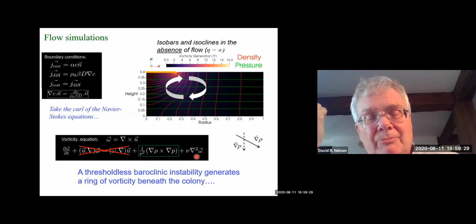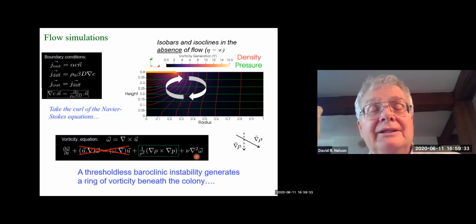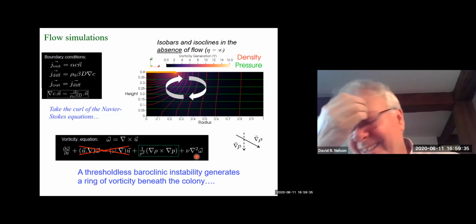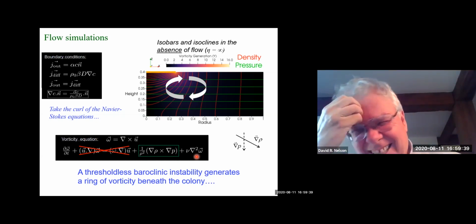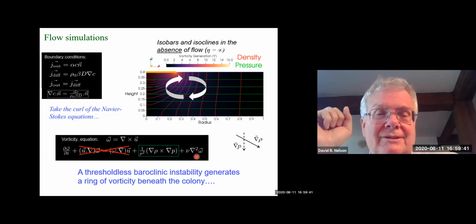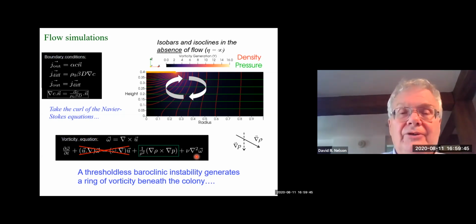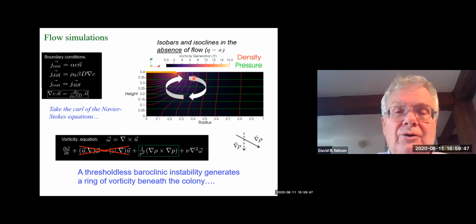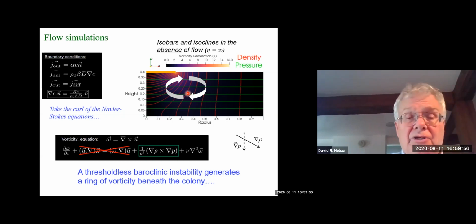Again, people in the audience probably know better than I. In atmospheric sciences, it's the baroclinic instability. Whenever the gradients of density and pressure are not parallel, you tend to get swirliness. This might be, if it were actual weather, the generator of a small tornado or region of vorticity in the atmosphere, for example. So we think there's a thresholdless baroclinic instability.